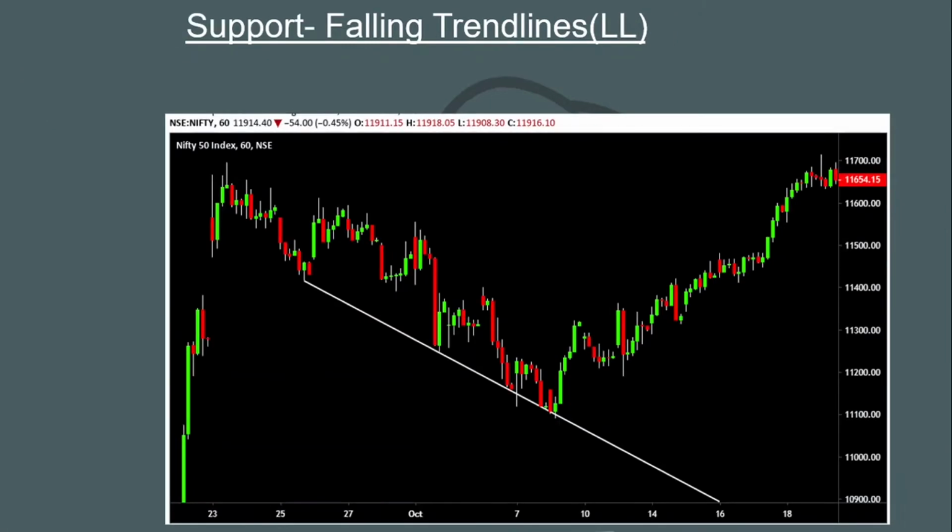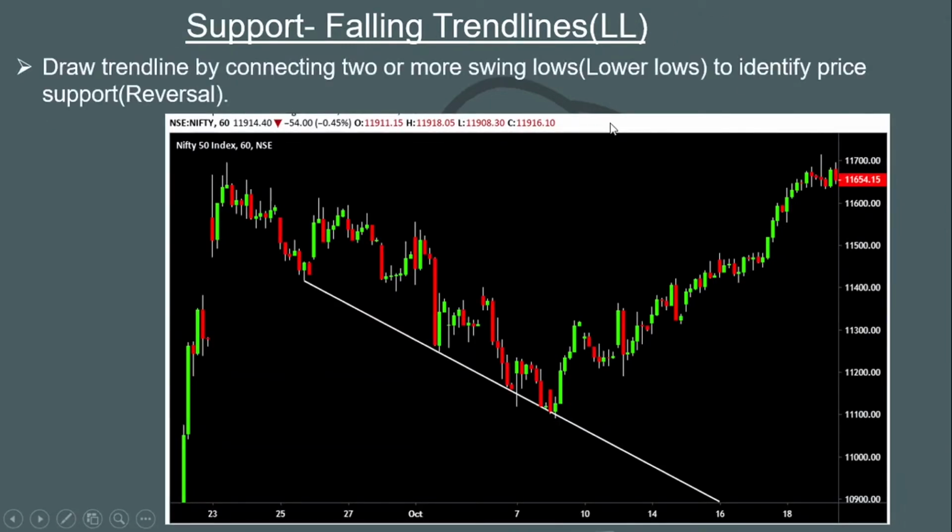The falling trend line is also drawn by connecting lower lows. We connect the swing lows to draw the falling trend line to identify the support of the stock. This is another way you can draw the trend line to find the support of the stock and enter the trade. How do we enter the trade? We look for the stock to touch the trend line, and we look for a green candle to close above the trend line, and we enter the trade.